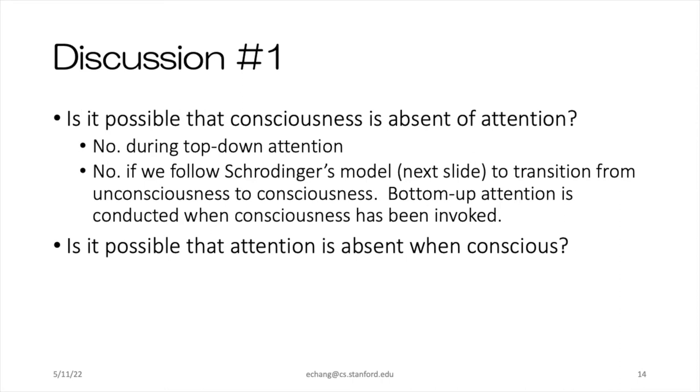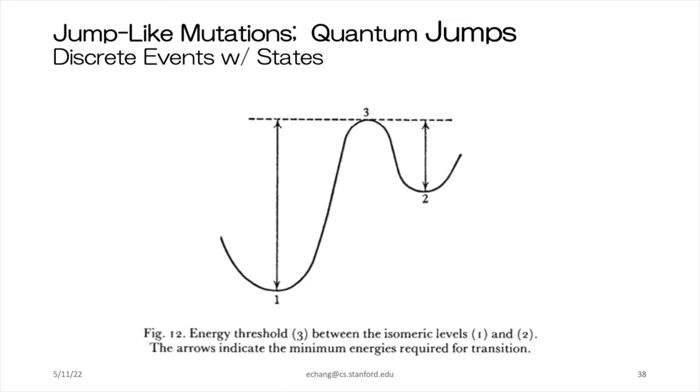According to Schrodinger, if we are in an unconscious state, to get into a conscious state, there must be a quantum jump, a quantum mechanical phenomenon. A quantum jump means you have two different states of an atom, and you want to transition from one state to the second one, there must be an energy surge. Once you have an energy surge to a certain level, then there's a probability that the quantum jump, or state transition, will happen.